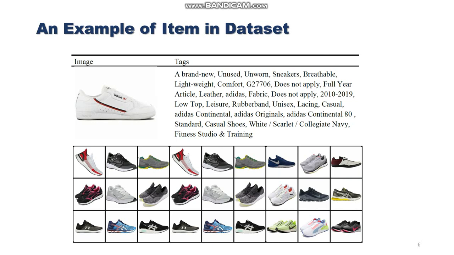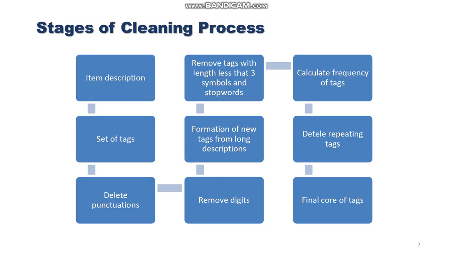This is an example of an item in our dataset. You can see the image and a list of tags for this image. You can see that this list contains not only words, but also different numbers, sizes, words in uppercase and lowercase, different symbols, years, etc. So we need to clean our information.